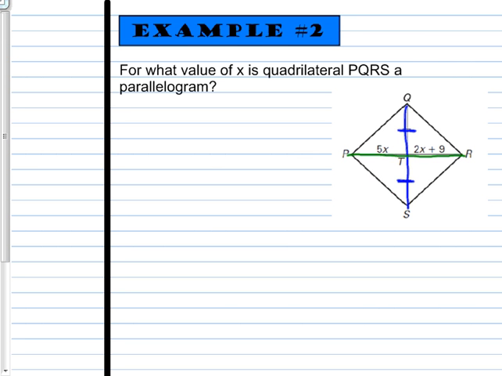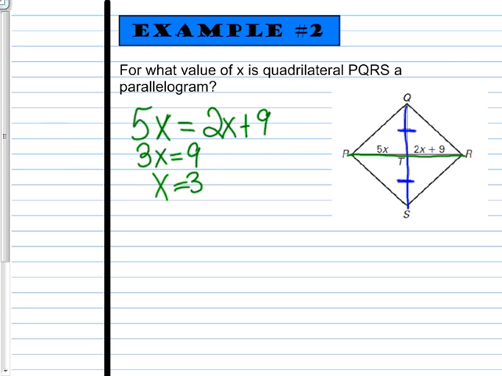But in order for this quadrilateral to be a parallelogram, then yes, this needs to have been cut in half. So the only way that this is a parallelogram is if the diagonal was cut in half, so cut into 2 equal pieces, which means that 5x equals 2x plus 9. So we're finding the value of x that makes this true. So this becomes 3x equals 9, because I subtracted 2 from both sides. X equals 3.